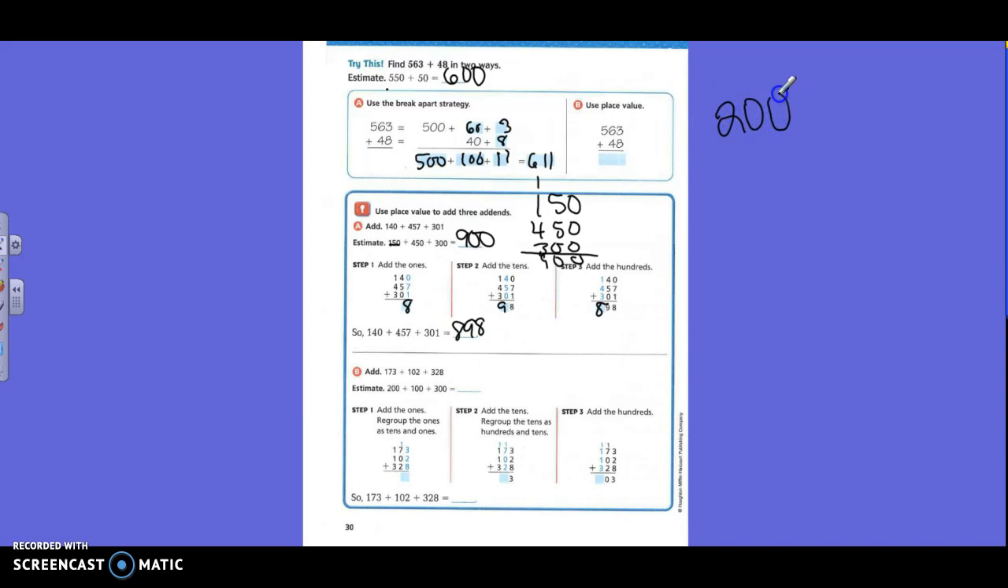200. What does 102 round to? 100. That's easy. 328 would round to 300. Okay, they did give you these answers. They're right here. So what is 200 plus 100 plus 300? 600. So you're going to write 600 right here in your estimate.